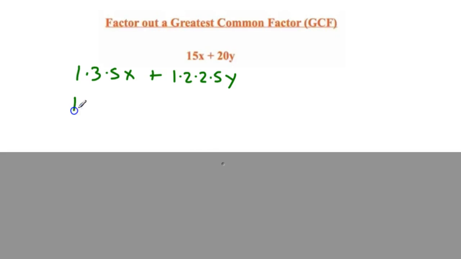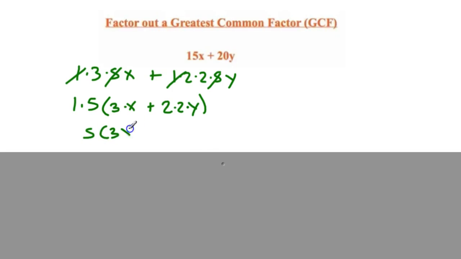So I'm going to write that on the outside. 1 times 5, and I'll cross those off. And then everything else I write on the inside. 3 times x plus 2 times 2 times y. And then I just simplify. 1 times 5 is 5. 3 times x, 3x. 2 times 2 times y, that is 4y. And then you can check, you can distribute. 5 times 3x, well, that's 15x. 5 times 4y, 20y. So that is the long way of doing this.